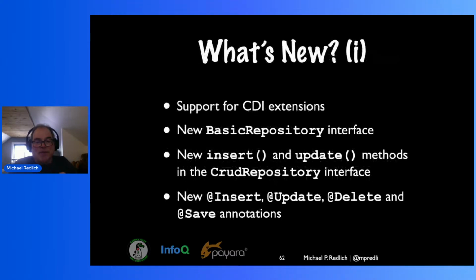There's a new BasicRepository interface that has, as the name implies, some basics of find methods or findBy methods, those kinds of things. There's also a DataRepository, which is empty, so you could just add your own findBy methods. There's also a CrudRepository, which I think extends from BasicRepository. And we have all these new annotations for inserting, updating, deleting, and saving. So yeah, it's a lot of good stuff in here.